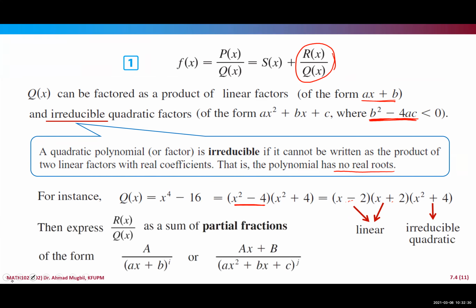Then if we have this situation, we can express the rational function R over Q as a sum of partial fractions of this form. If the denominator is a linear factor, we will write a constant here. Look here, what is the degree of the denominator? It is 1. So what we will have here is of degree 0, one degree less than the denominator. Here, this is of degree 2, so we will have a linear numerator of degree 1, and so on, of course.